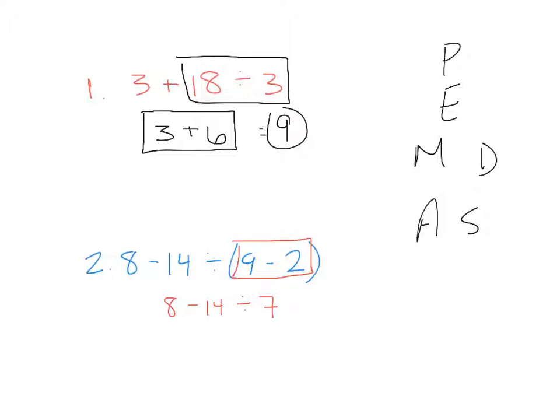Then we have subtraction and we have division. Division always comes first when it's just subtraction and division. So we have 8 minus 14 divided by 7 is 2, and 8 minus 2 is 6.